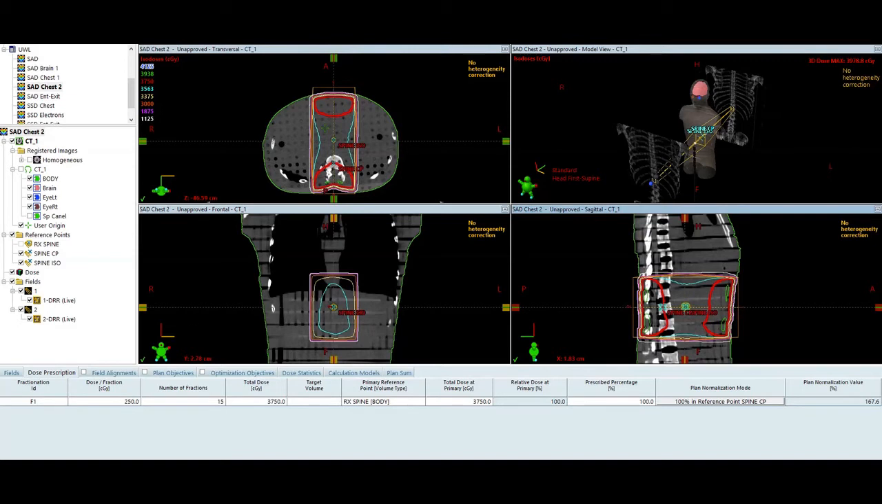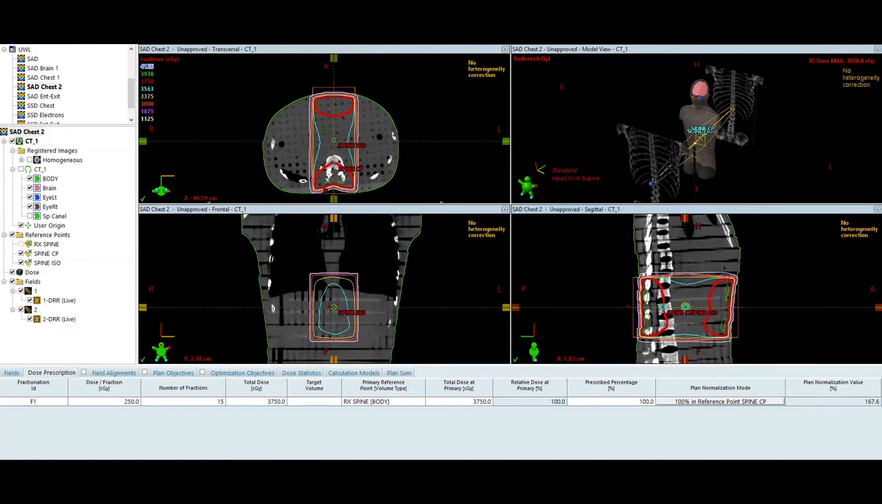So we're going to calculate both of these fields' monitor units that have unequal beam weightings in order to have a symmetric dose distribution. So I'm still delivering 250 centigray times 15 to 3750. I'm normalized at 100% isodose line, and I'm prescribed to my spine calc point.